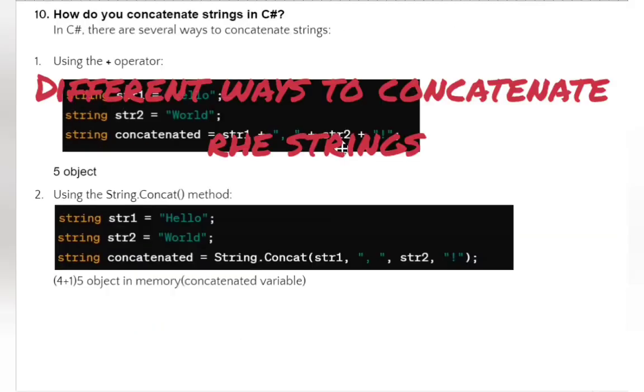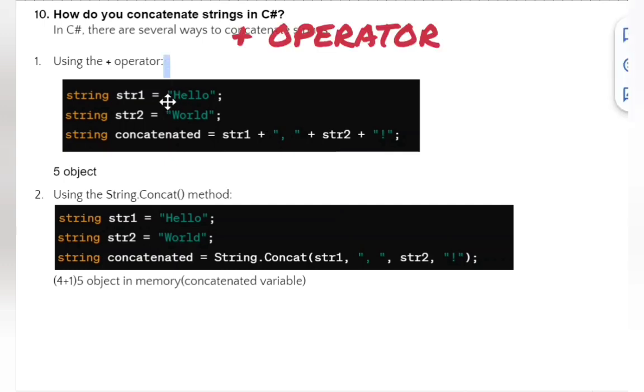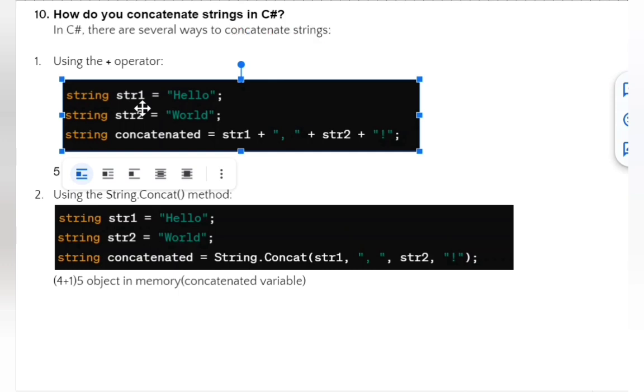So now try to understand how you concatenate strings, or different ways of concatenating strings in C#. Method number 1 is using the plus operator. Let's see the example. I have str1 variable assigned the value hello, str2 world, and then I am concatenating both. Here try to understand how many objects behind the scenes are going to be created.